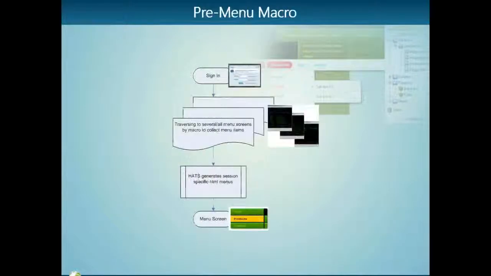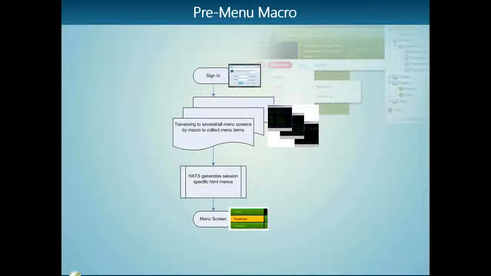Now we'll see how macros are used for menus. Macros are easy to generate in HATS and are very powerful. You can skip and combine screens or enter data on behalf of the end user. Any series of keystrokes can be captured in a macro and can be played whenever required. Macros can help us navigate to a certain screen when triggered. For menus, macros are pretty useful too.